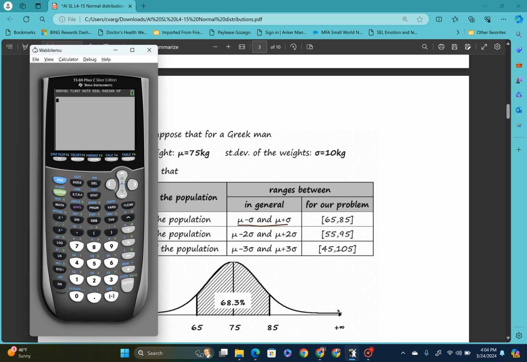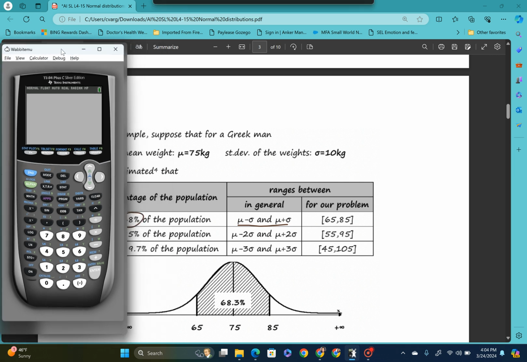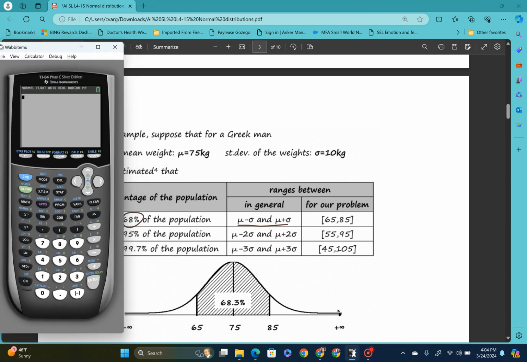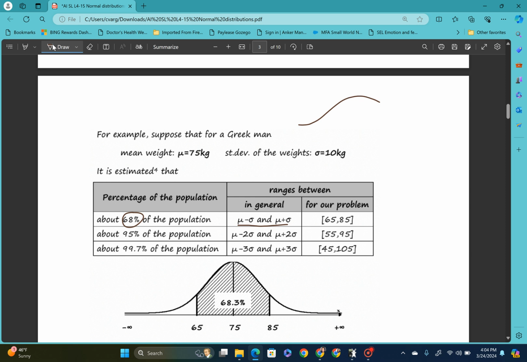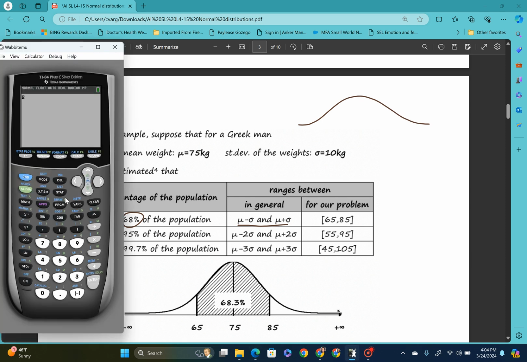Okay. So we're going to learn a new calculator button. Since this is a normal distribution, looks like this, and it's not binomial, what we're going to do is hit second vars. And now we're going to be using normal CDF, option number 2. We will never use normal PDF in AISL. So normal CDF. And look at the prompt.